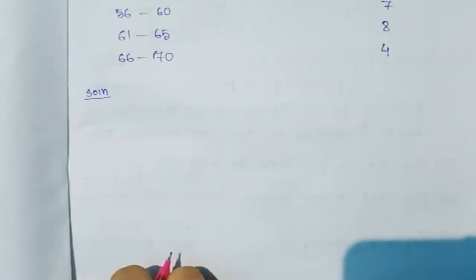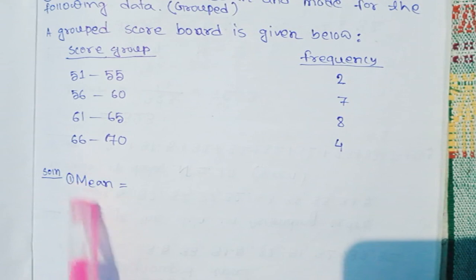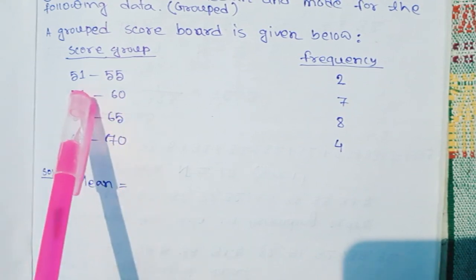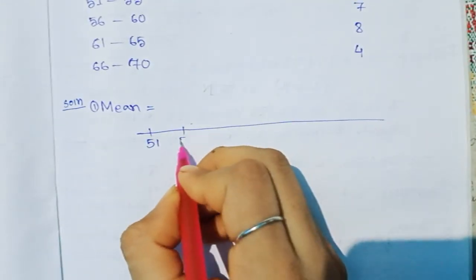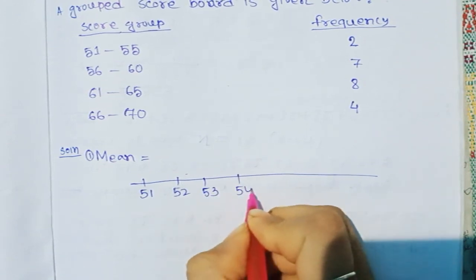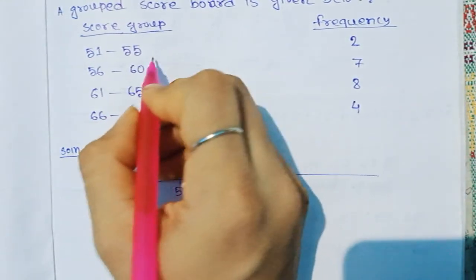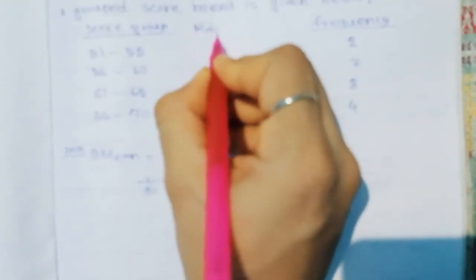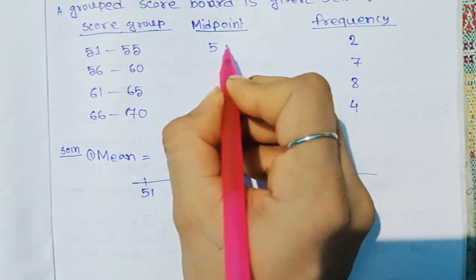So first we will find out the mean. This is our first case, mean. So what is mean? We have to first find out the middle point of this group. Which one is the middle point of this group? For the first group, 51 to 55, I am writing 51, 52, 53, 54 and 55. Here you can see that the middle point is 53. So the midpoint is 53.